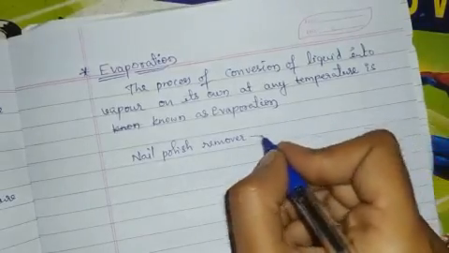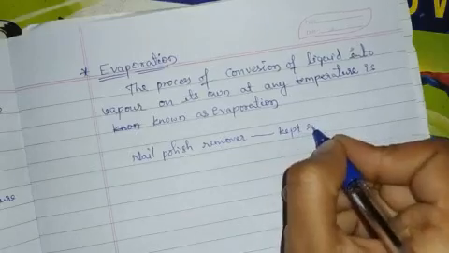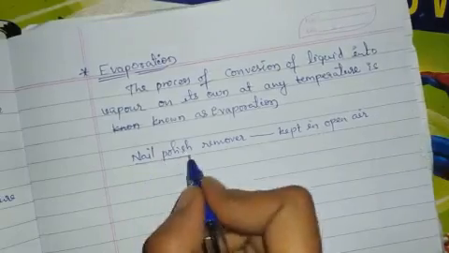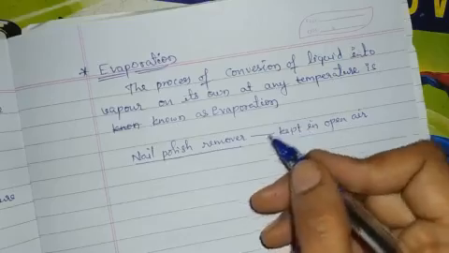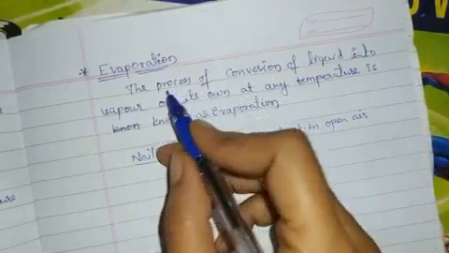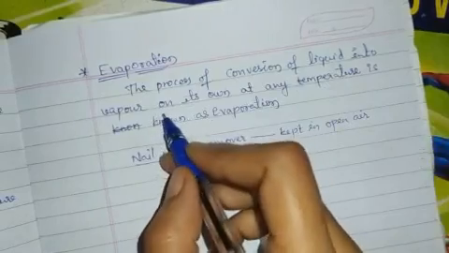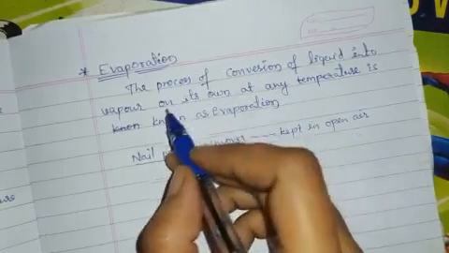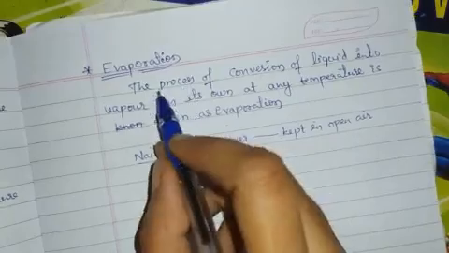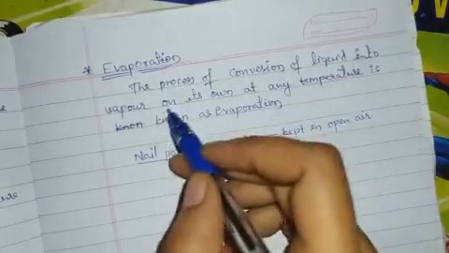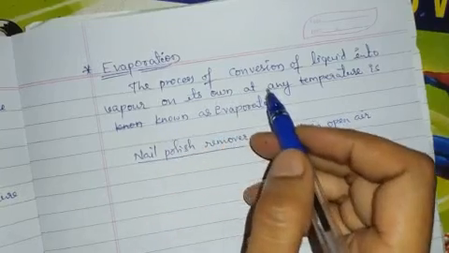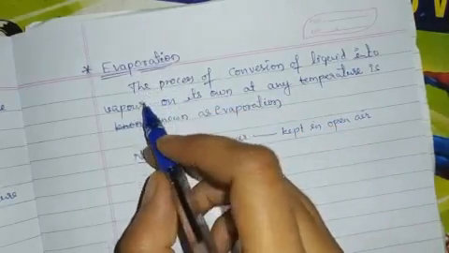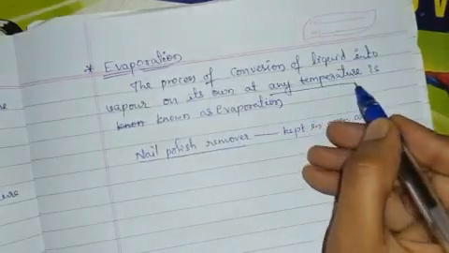is kept in open air, its molecules, the nail polish remover molecules, get evaporated on its own. The process of conversion of liquid into vapor on its own at any temperature without heating. Here liquid is converted into vapor. Therefore it is the process of conversion of liquid into vapor on its own at any temperature. There is no specific temperature for evaporation. Evaporation takes place at any temperature.